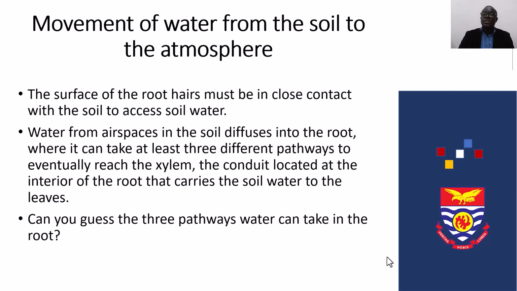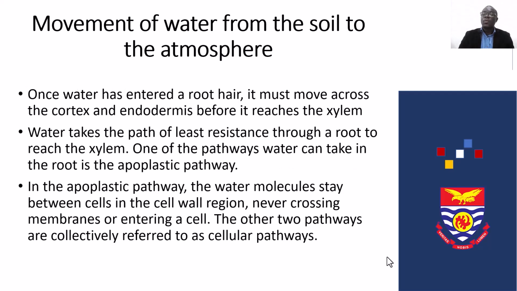Water from air spaces in the soil diffuses into the root, where it can take at least 3 different pathways to eventually reach the xylem, the conduit located at the interior of the root that carries soil water to the leaves. Can you guess the 3 pathways water can take in the root? Once water has entered a root hair, it must move across the cortex and endodermis before it reaches the xylem. Water takes the path of least resistance through a root to reach the xylem.